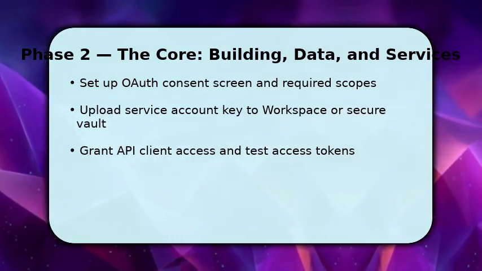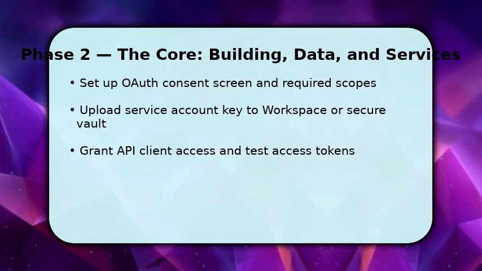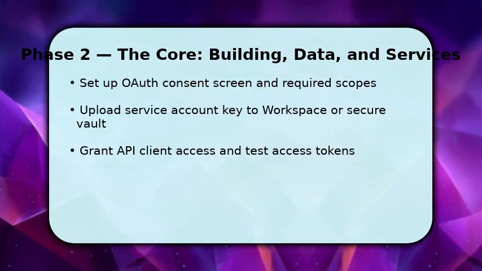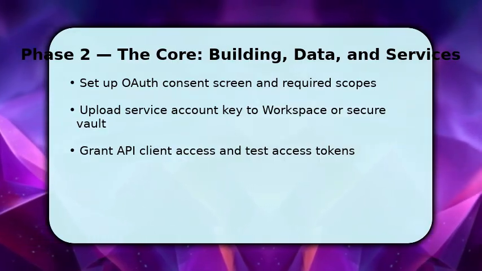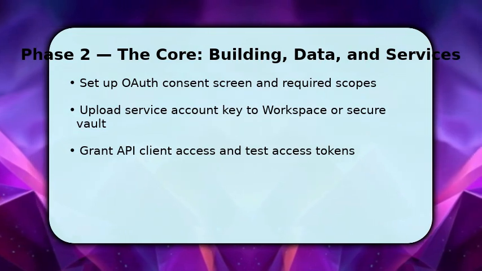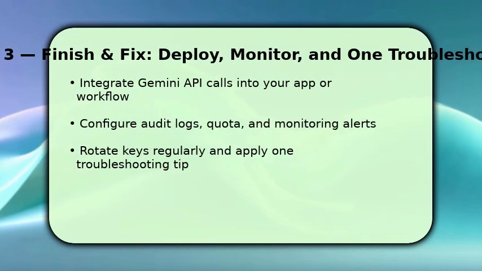Once done, use the key to request an access token, verify return scopes and expiry, and perform a small API call to confirm the token maps to your Workspace account. Finish by wiring Gemini into your workflows and locking down security.